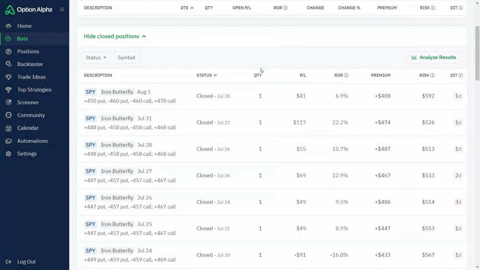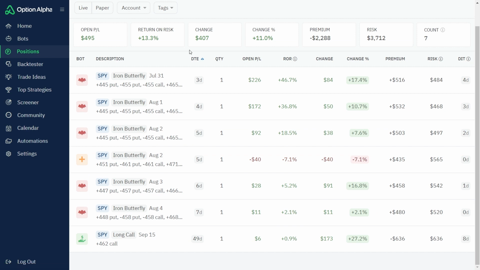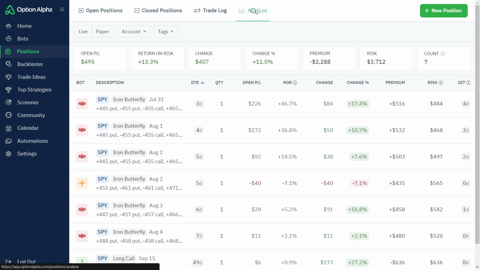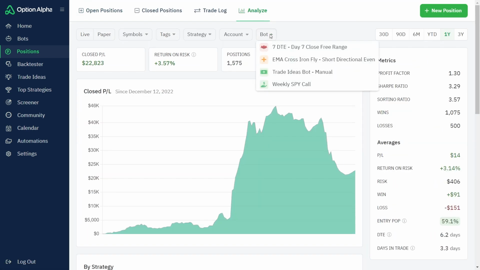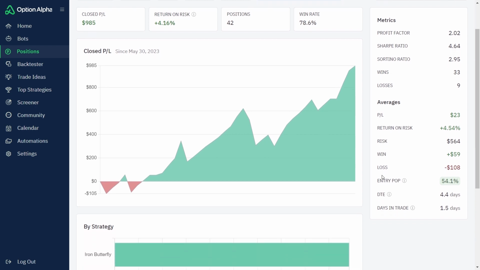One other thing I wanted to show you that is new on Option Alpha, if you haven't used it yet: if you go over to the Positions tab, come over to Analyze up here, and then I'm just going to look at this bot right here, my directional iron fly bot. You can see the P&L is graphed just a little bit differently. It looks nicer because there's a lot more green than red, but you've got the same stats, and some more stats and metrics over here.